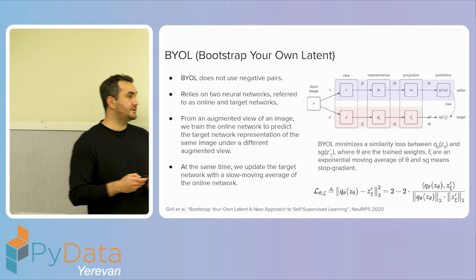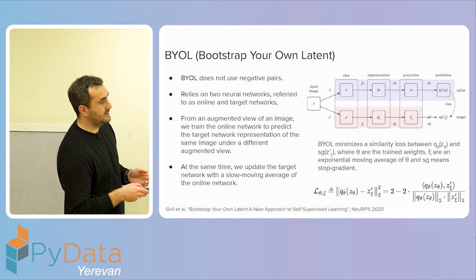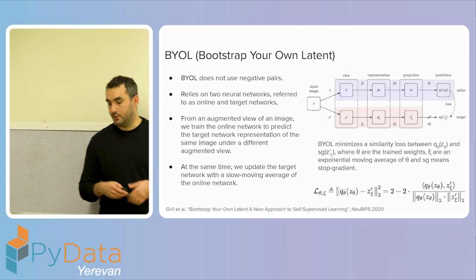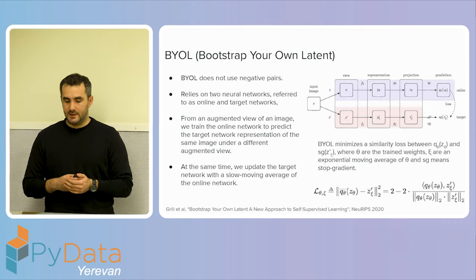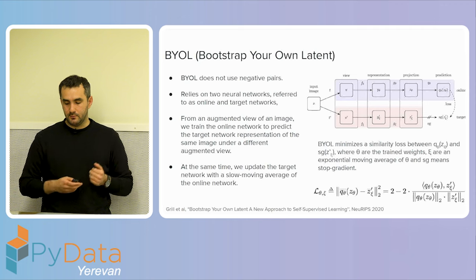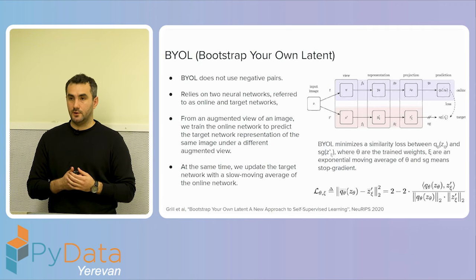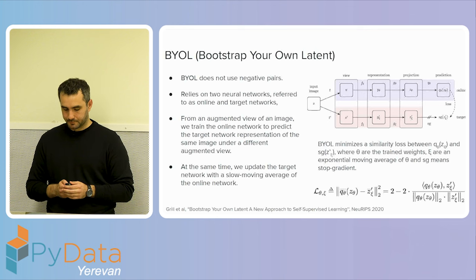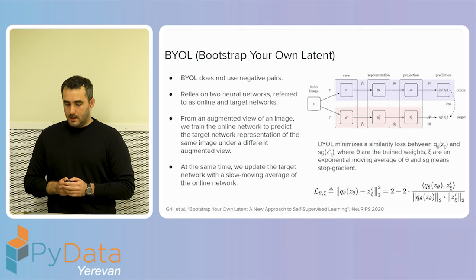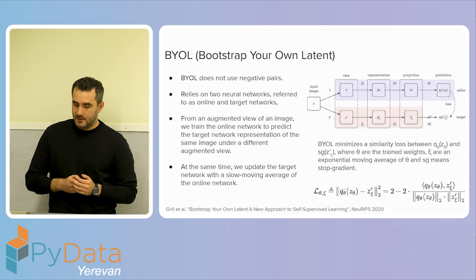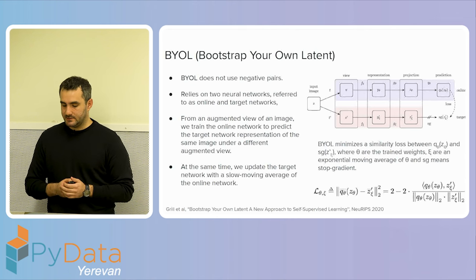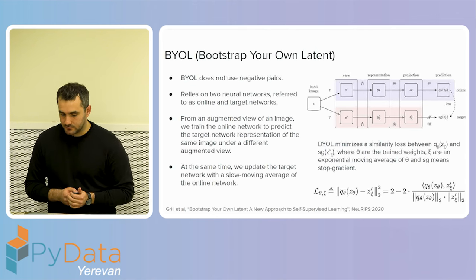Okay, so here the innovation is that we add this stop gradient here, and we don't train the bottom part, and basically the network in the bottom, which is called target, tries to mimic the behavior of the network on top. And then the loss function is similar to the previous one, just the mean squared error.